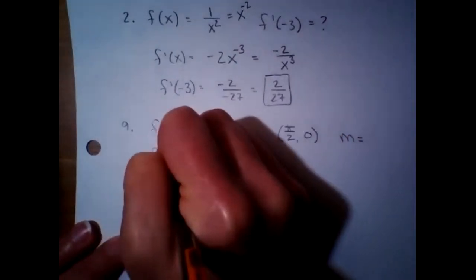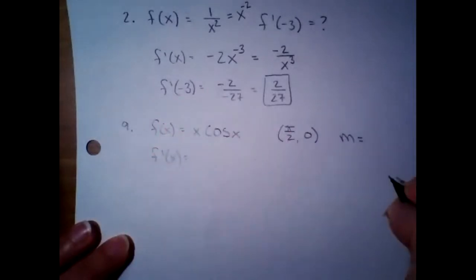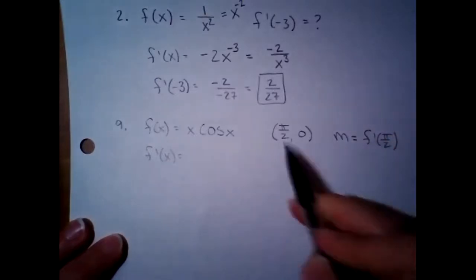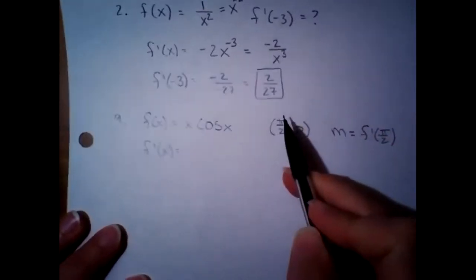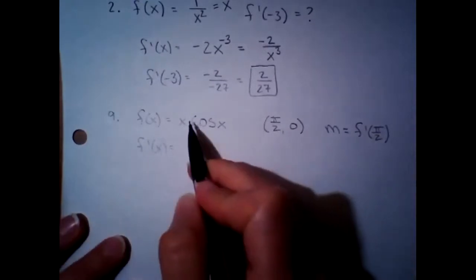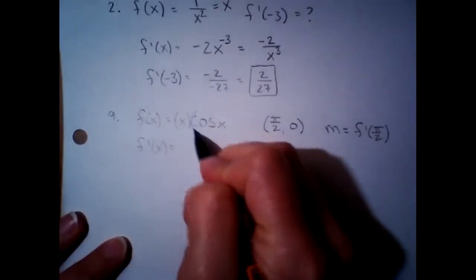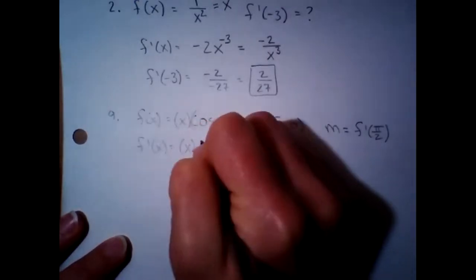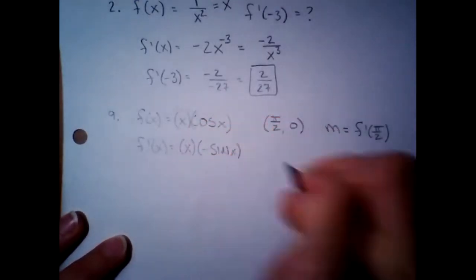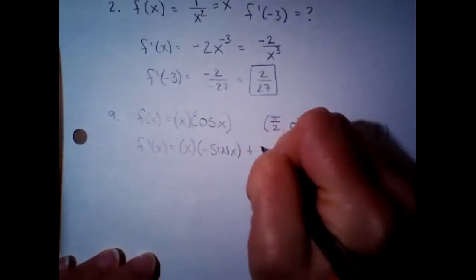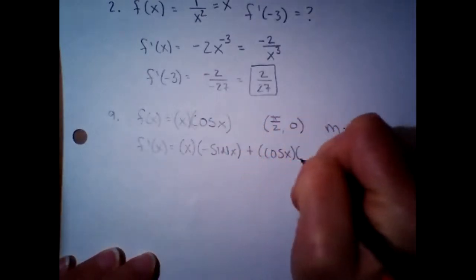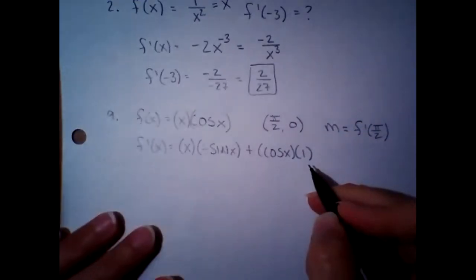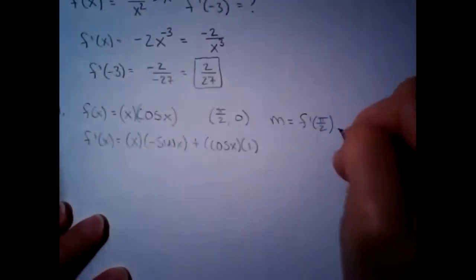So we're going to find the derivative. And then for our slope, we're going to plug in pi/2. That is our point of tangency, our x value there. So we're going to plug pi/2 in. Now this is a product rule. X is the first function, cosine is the second function. So it will be first times derivative of the second, that'll be negative sine, plus the second function times derivative of the first. So derivative of x would just be 1. And then we're going to plug in pi/2 to that.